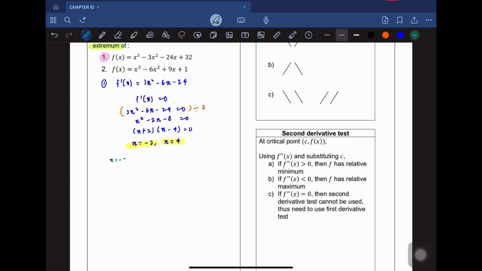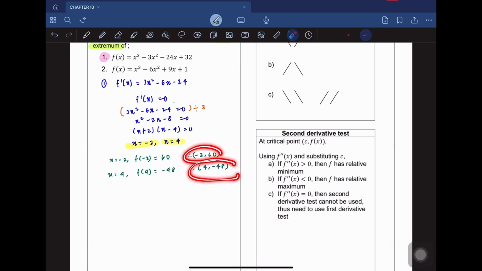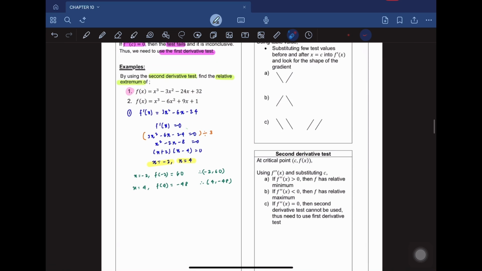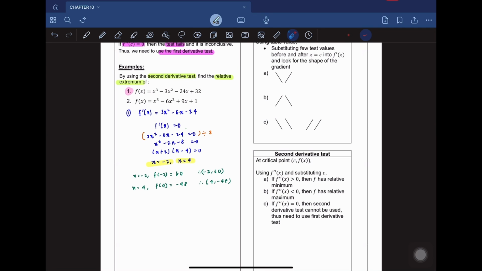So we need to find the value of y first. When x equal to negative 2, f(-2), just insert your value of x into the original function. You will get 60, so the point will be (-2, 60). This is the first coordinate, and the second one is f(4), you will get negative 48. So the second point is (4, -48). These are the two critical points.